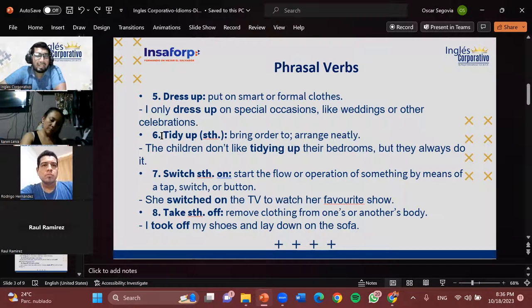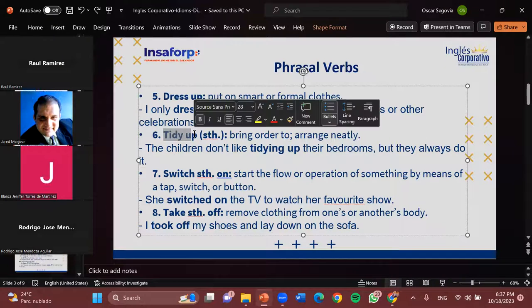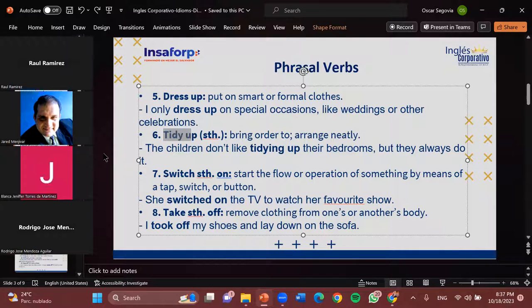Very good. Now, tidy up. Tidy up. What do you think tidy up means? Harit, what do you think about this phrasal verb? Tidy up. Organizar o ordenar. Okay. Yeah. Tidy up basically means to bring something to order or arrange something in a nice way or neatly, as we would say.